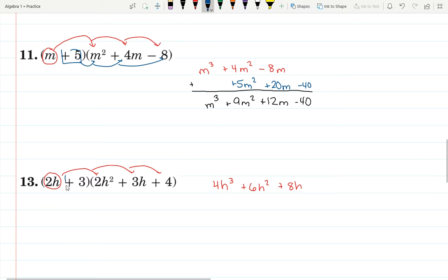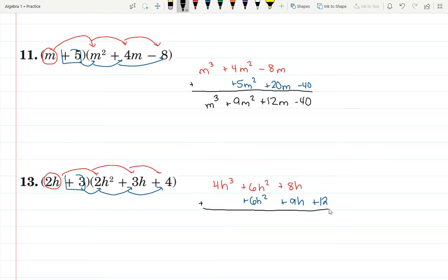Then we have our 3 being distributed to all three of these terms as well. 3 times 2h squared is, once again, 6h squared. 3 times 3h is 9h. And 3 times 4 is a positive 12. And so as I go to simplify, combine these like terms here, we're left with 4h to the third plus 12h squared plus 17h plus 12.